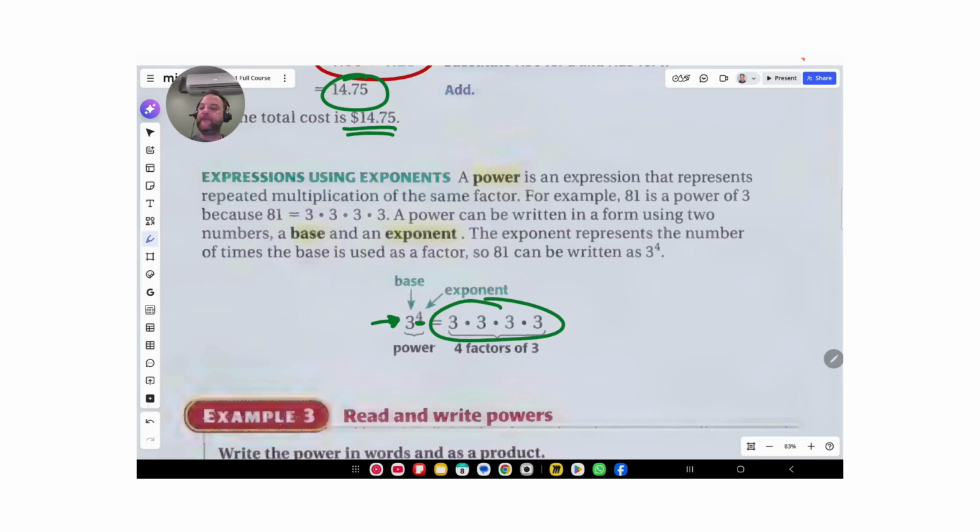4 factors of 3. Now all a factor is, is two numbers that multiply each other. Those are factors. So a number that's multiplying another number is a factor. So our base is 3, our exponent is 4. The 3 repeats, and it repeats 4 times.